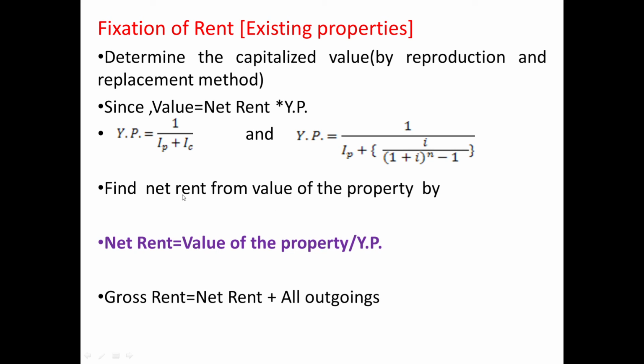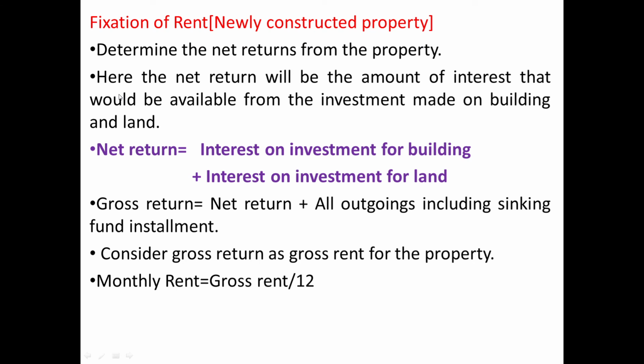Here we will need to work out the value by other methods, generally by the reproduction and replacement method. So for that property, the present value will be determined earlier. That value will be made equal to net rent multiplied by years purchase, and from this we can find out the net rent that is possible, and then we can add all outgoings and work out the standard monthly rent. Then, if the property is recently constructed, we can find out how much rent can be charged for that given property.